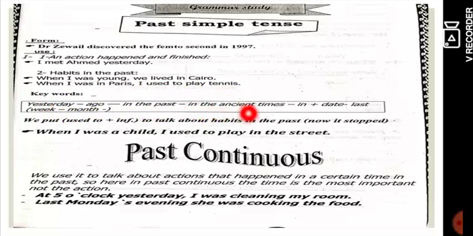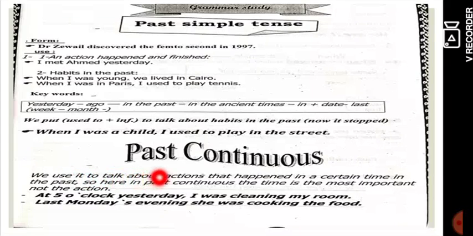Okay, also we have keywords: yesterday, ago, in the past, in the ancient times, in plus a date, also last week, last month, and so on. Also we have used to. After used to, we put a verb in the infinitive to talk about habits in the past that have now stopped. For example, when I was a child, I used to play in the street. It's my habit in the past. After used to, we put play. So when we have used to, we put the verb infinitive after it.